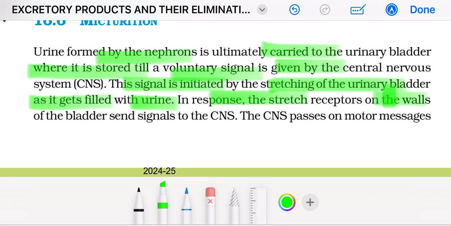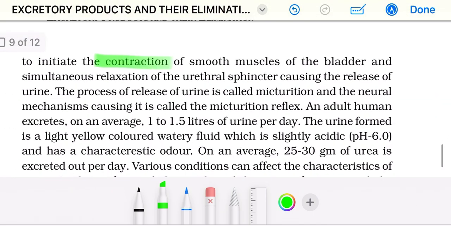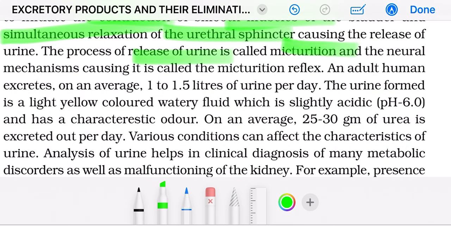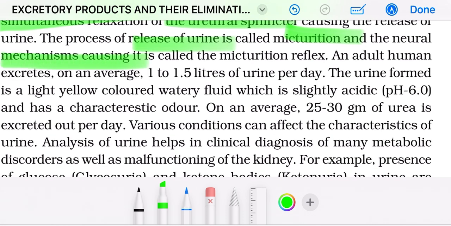The CNS passes on motor messages to initiate the contraction of smooth muscles of the bladder and simultaneous relaxation of the urethral sphincter, causing the release of urine. This process is known as micturition, and the neural mechanism causing it is called the micturition reflex.